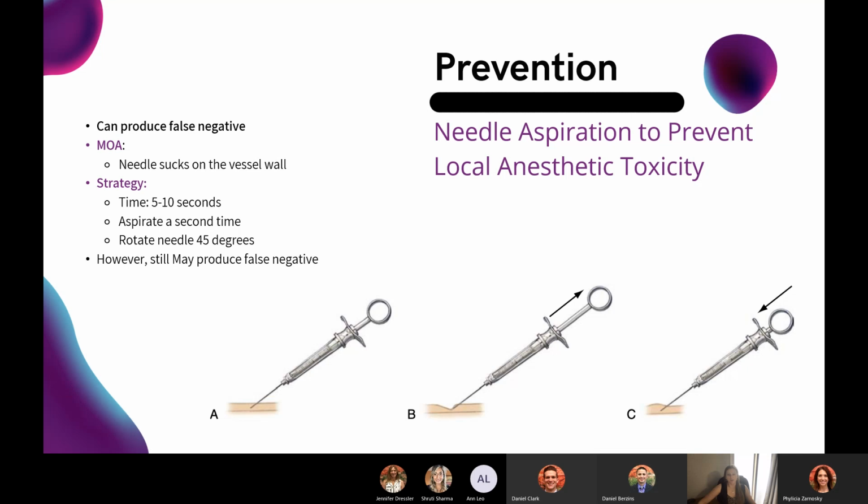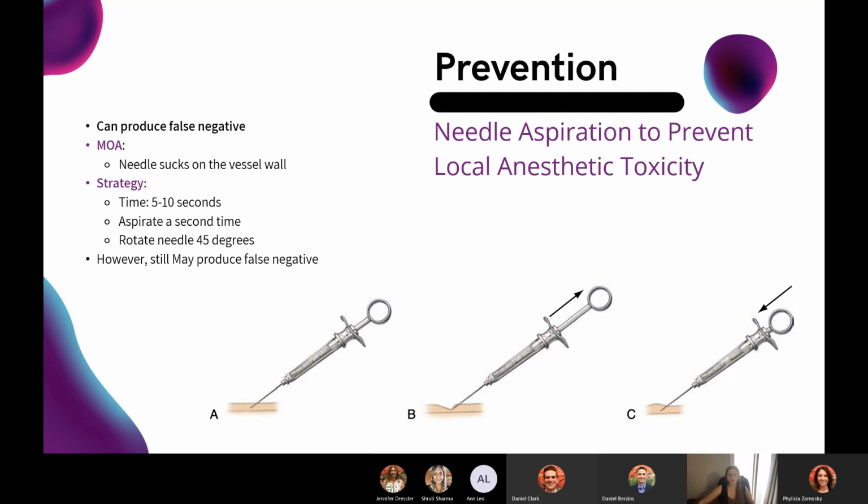Another commonly used method to prevent LAST is needle aspiration. A lot of people rely too much on this, thinking, oh, I'm not intravascular, and you'll actually be surprised at how unreliable this method is. So when you aspirate a needle, you can have something called a false negative.